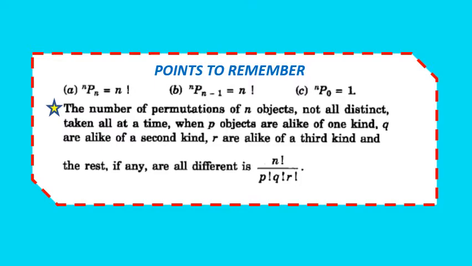Now a very important point: the number of permutations of n objects, not all distinct, taken all at a time, when p are of the same kind, q are of the same kind, and r are of the same kind, is given by factorial n upon factorial p into factorial q into factorial r. Clear? Remember this point, that if of the n objects we have a few objects which are of the same kind, then we use this formula, factorial n upon factorial p factorial q into factorial r. Clear? So pause and note down these very important points.